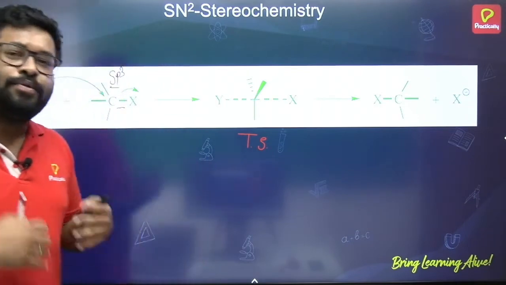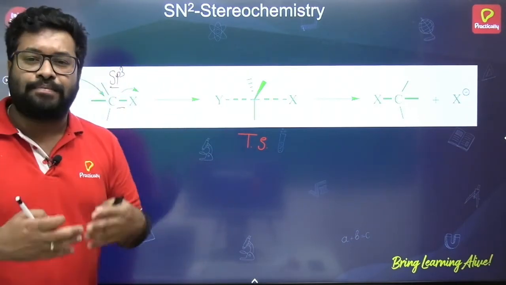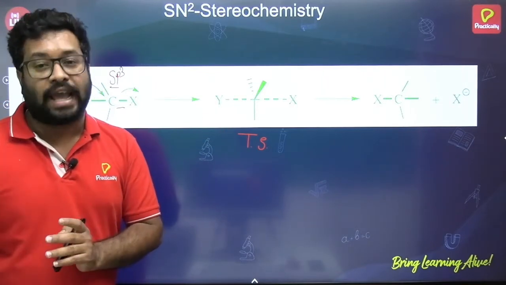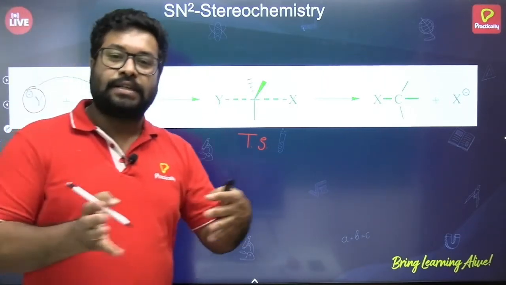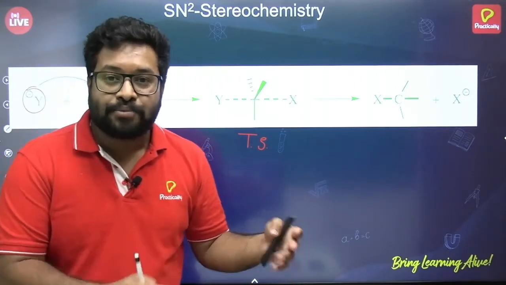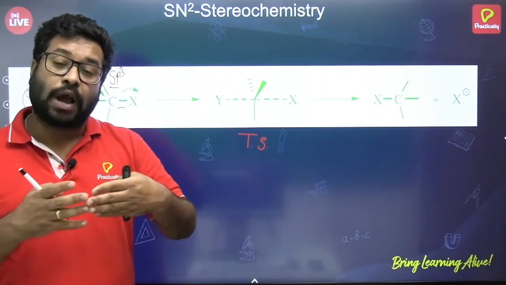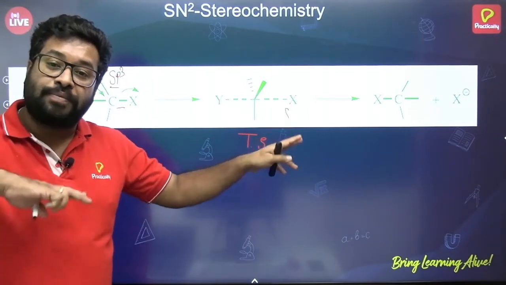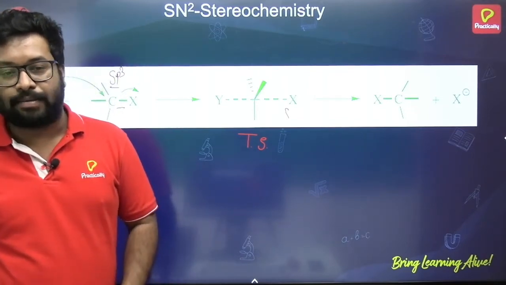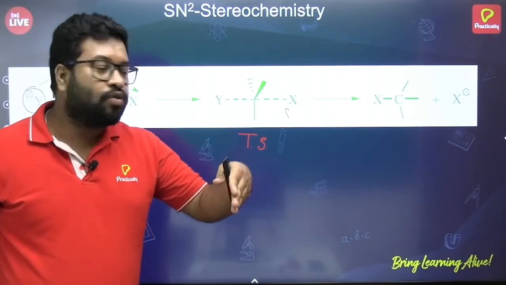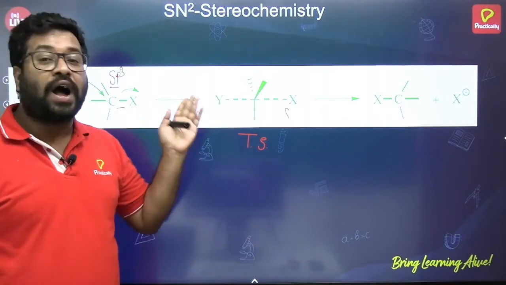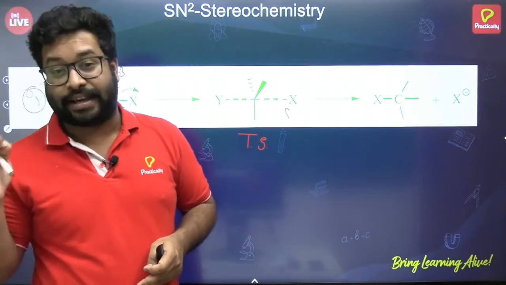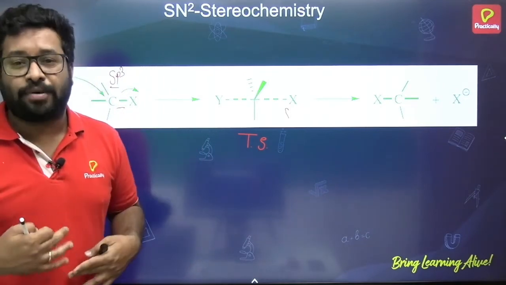So basically, suppose initially Y has formed 10% of the bond with the C, then at the same time 10% of the bond must have been broken with the X. As this process moves ahead, slowly, Y has now formed a 50% bond with the carbon, and X has broken a 50% bond with the carbon. As this moves ahead, when you go to 90% bond formation between Y and carbon, then 90% of the bond has been broken between carbon and X. Now, how does this bond between carbon and X break?